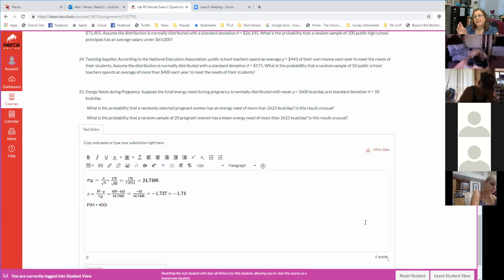Is 400 to the left or to the right? To the left. Okay, so draw a line at 400 and put 400 there. Now it's asking for more than 400, so are you going to the left or to the right? You're going to the right. So is the mean included in there?